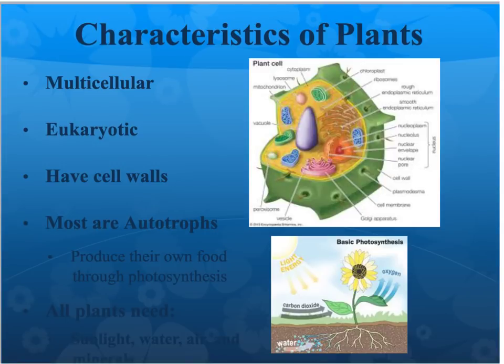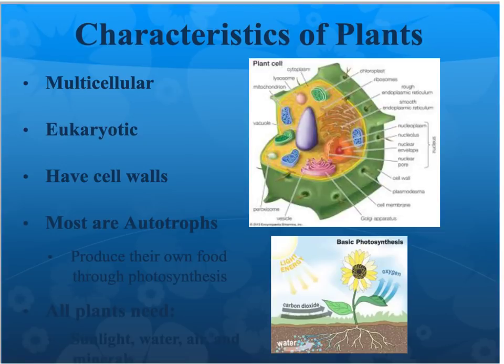And the reason I say most is because while they all are autotrophs, meaning they produce their own food, and they do so through photosynthesis, we do know of a few exceptions, like carnivorous plants such as the Venus flytrap. But they're still going to be autotrophs. They're still going to be able to make their own food. They just also need a nutrient supplement in the case of the Venus flytrap.